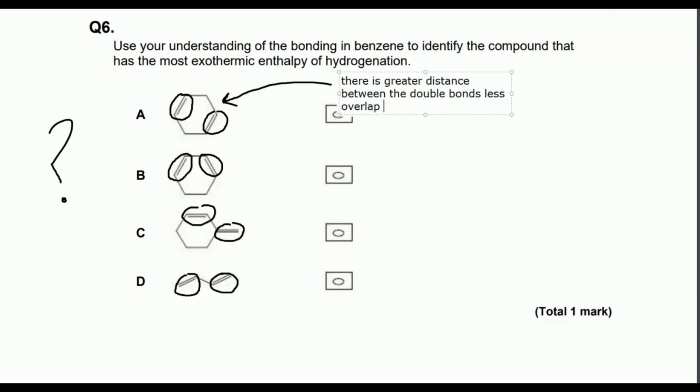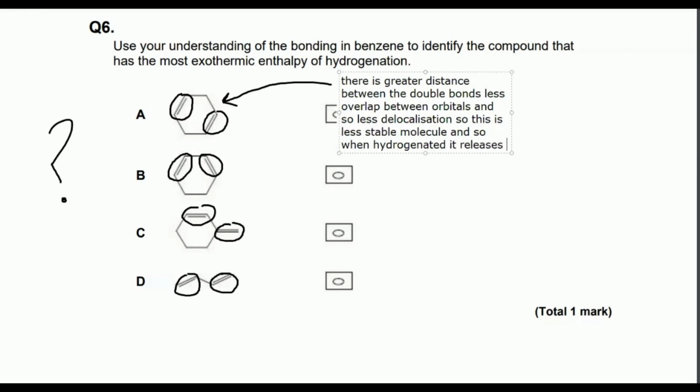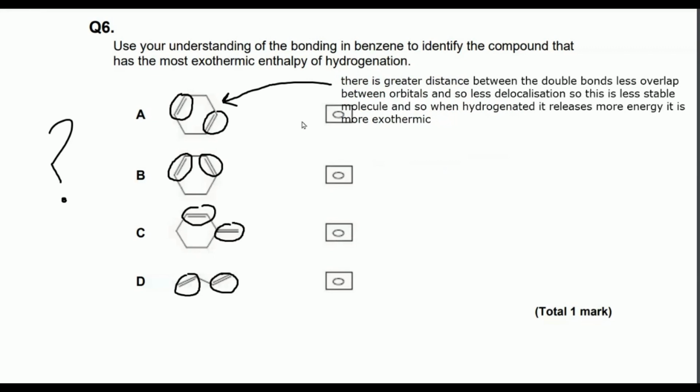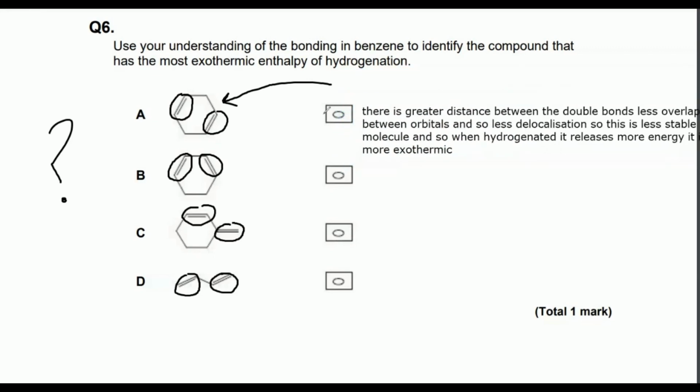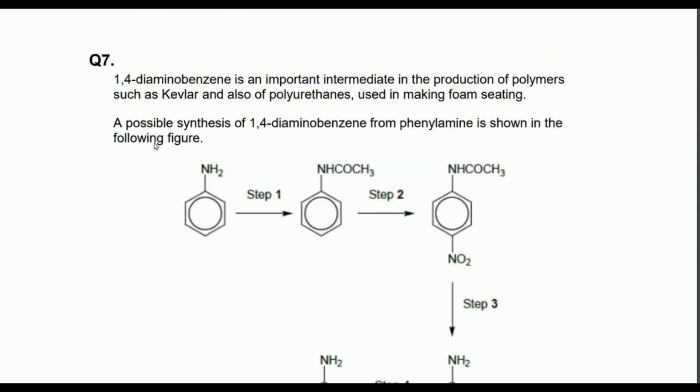With A, there's a greater distance between the double bonds. There's 2 single bonds on each side in between the double bonds. So we have less overlap between the orbitals in the double bonds, less delocalization, meaning it's not quite as stable a configuration as B, C and D, which means when you hydrogenate it and add hydrogen and turn it into cyclohexane, A will release more energy because it's less stable. So it's going from a less stable place to a more stable place. Whereas with B, C, and D, they have a smaller or lower exothermic enthalpy of hydrogenation because they are starting off from a more stable position as they have more delocalization, more overlap between their double bonds.